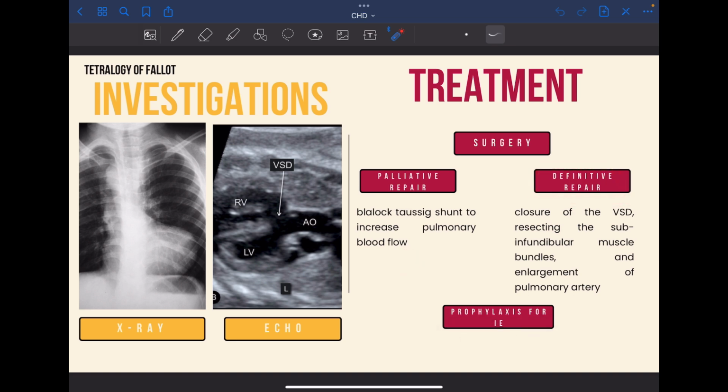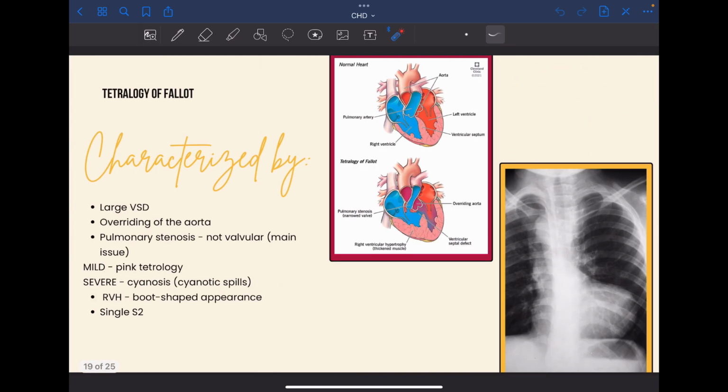A definitive repair, basically what you're trying to do is correct the problems that we see. So we said you have a large VSD, so you're closing the VSD, trying to open up the pulmonary artery and the stenosis that we see, and so on, just to reverse what is seen. So again, tetralogy of Fallot is a cyanotic problem. It's the most common cyanotic congenital heart disease, and it's characterized by the large VSD, overriding of the aorta, right ventricular hypertrophy, and most importantly, the pulmonary stenosis.